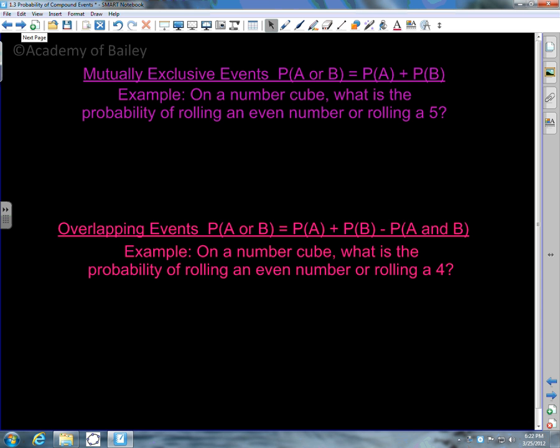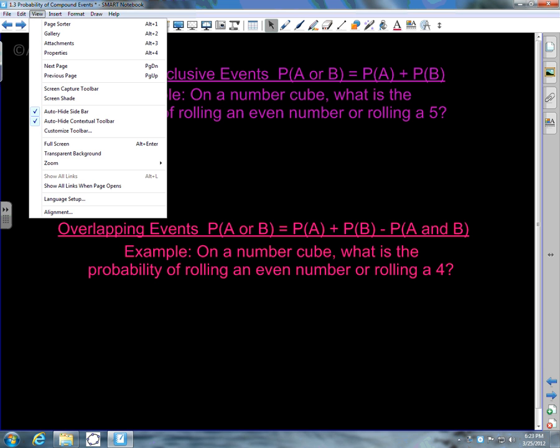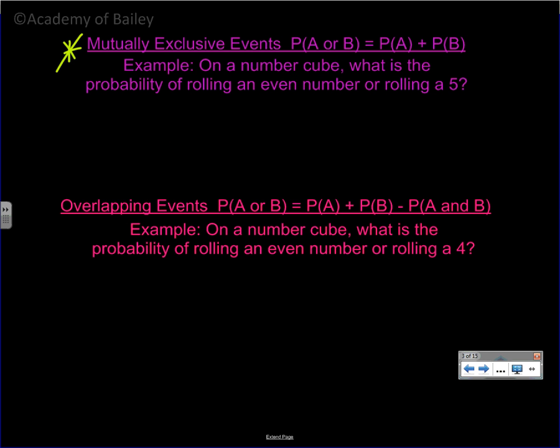The next 2 we're going to talk about are mutually exclusive events. All right, mutually exclusive events. This is the probability of A or B occurring. And what this means is that you are going to be trying to get one of the events to happen, not necessarily both of them. You're trying to get one of the events to happen.